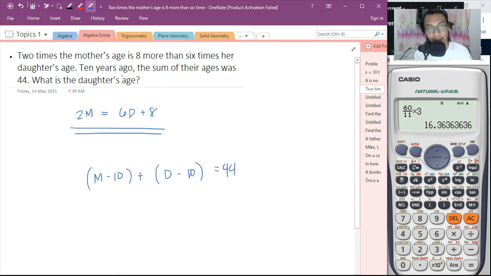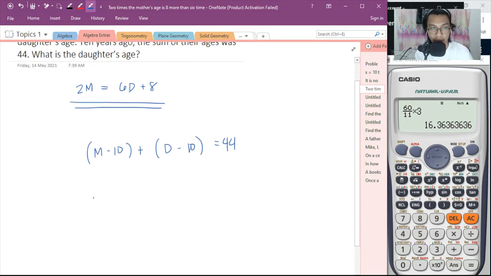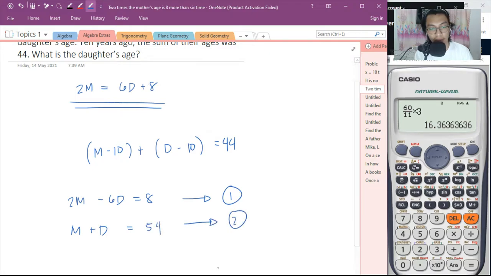Ang hinahanap natin is the daughter's age. So, we have two equations, two unknowns. Napakadali po niyan. So, meron kang 2M minus 6D equal to 8. Okay, equation 1. How about the equation 2? Simplify na natin to. Minus 10, minus 10. Ilipat natin dito. M plus D equal to 44 plus 10, that is 54. Okay. This is problem 2.